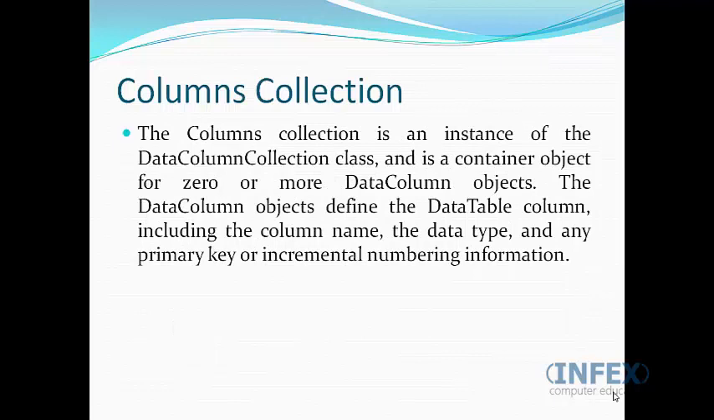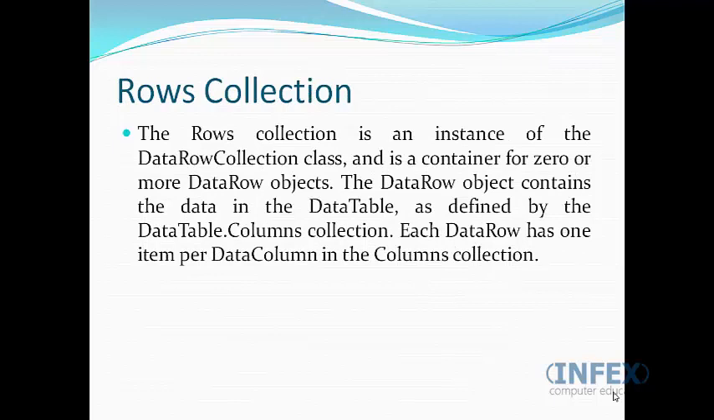The column collection is an instance of the data column collection class, and it is a container object for 0 or more data column objects. The data column object defines the data table column, including the column name, the data type, and any primary key or incremental numbering information. Now let's see another, the row collection.